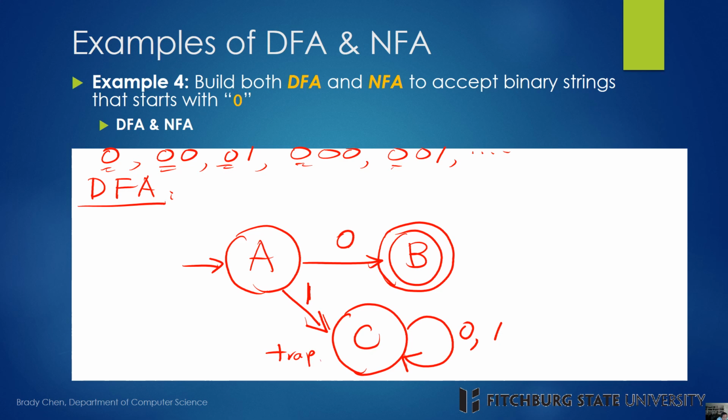Right? Now, if it starts with 0, we end up in accepting state B, and then it doesn't matter what the follow-up input value is, either 0 or 1. It's going to stay in the accepting state, right? So it's pretty simple for the DFA in this case.